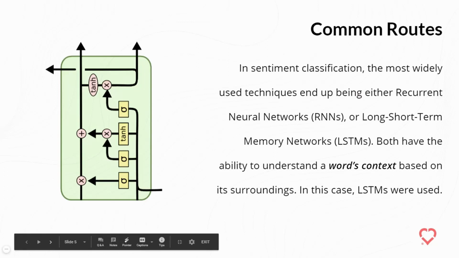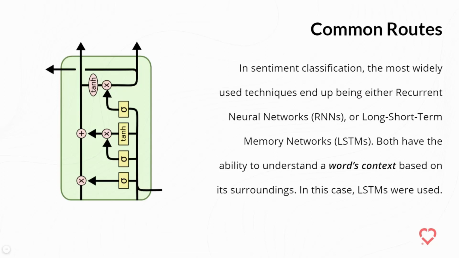When it comes to this specific subtype of natural language processing, most developers tend to stick to two major techniques. The first being recurrent neural networks, or RNNs, as well as the newer long short-term memory networks, or LSTMs. Both these models have the ability to remember sequences of text, as well as the context of words, but LSTMs tend to do a better job at that. So for this project, I opted to use LSTMs.